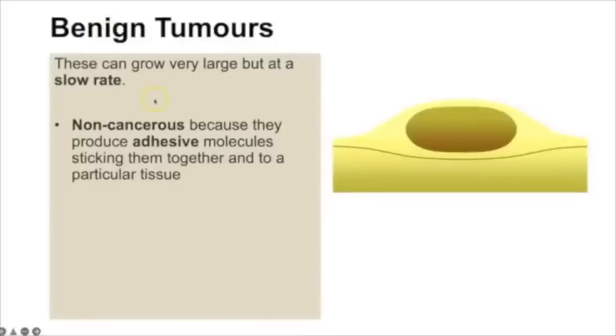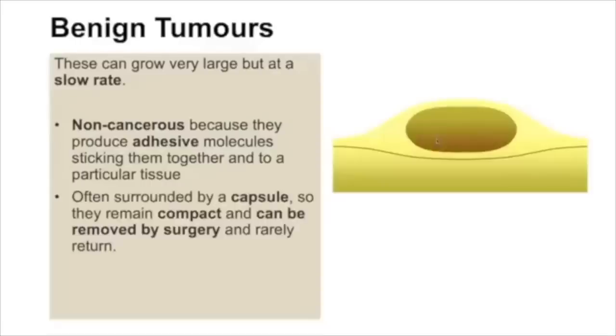Benign is non-cancerous, and one of the reasons it's classed as non-cancerous is they produce this adhesive sticky molecule, and that will then surround it so it cannot move. It's also in a capsule as well, which means that these cells that are having this uncontrolled mitosis, they're not able to break off and spread to other parts of the body.